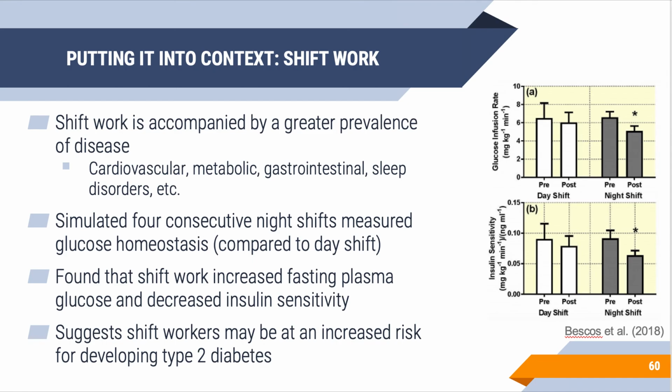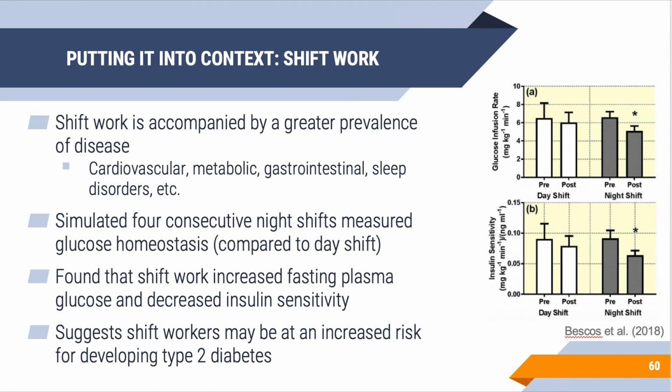Lastly, putting it all together, what does this actually mean in the real world? Shift workers are the classic example of disrupting circadian rhythms. We know shift work is accompanied by a greater prevalence of disease, whether that is cardiovascular, metabolic, GI, or sleep disorders. What the study actually did was they simulated 4 nights of shift work in human individuals who normally don't do shift work, and they compared it to a normal day shift scenario.